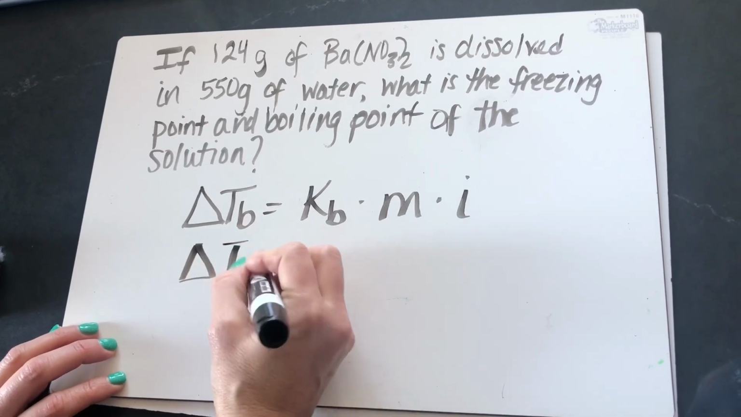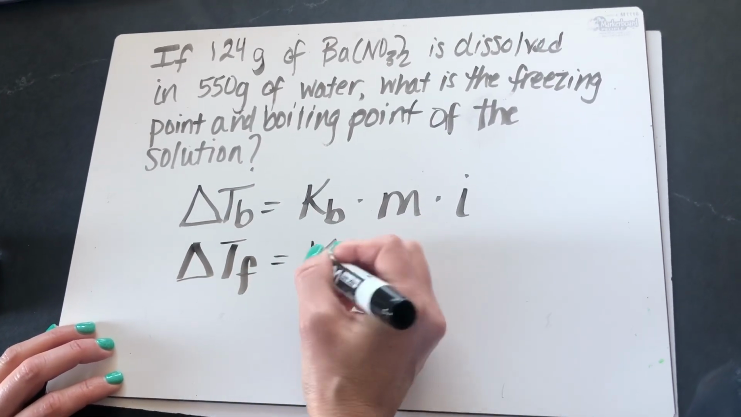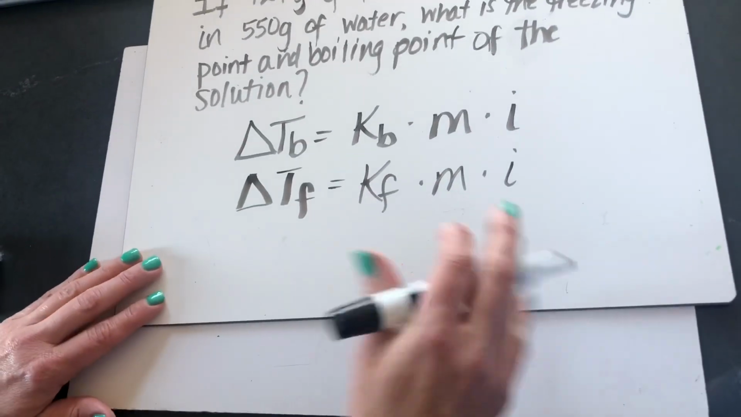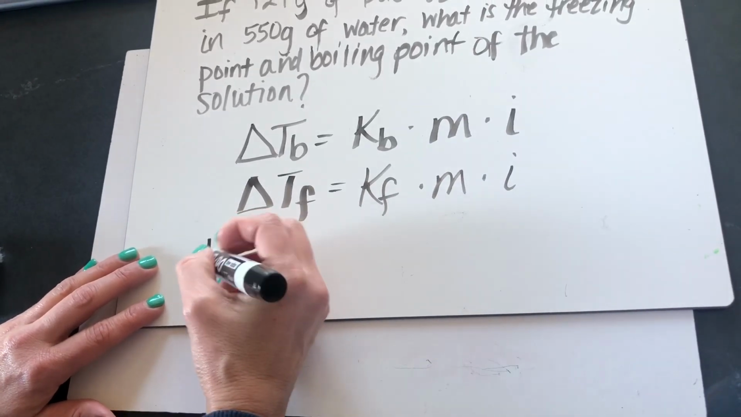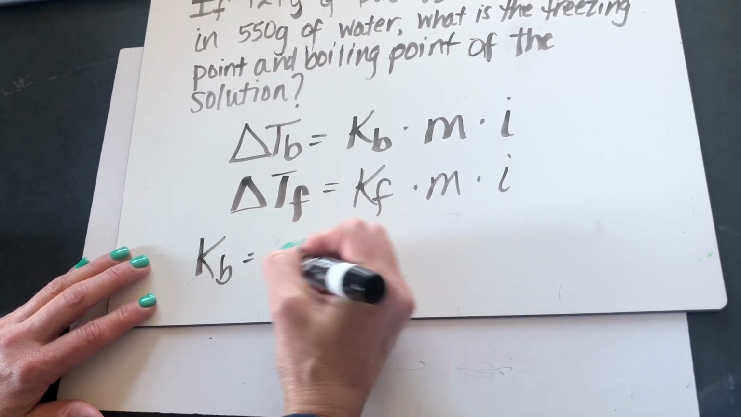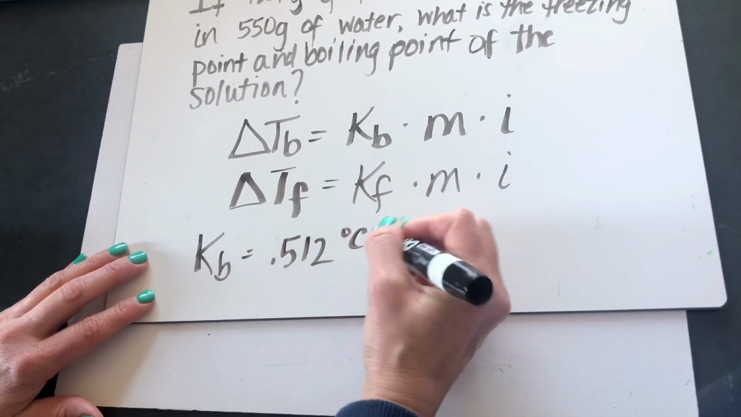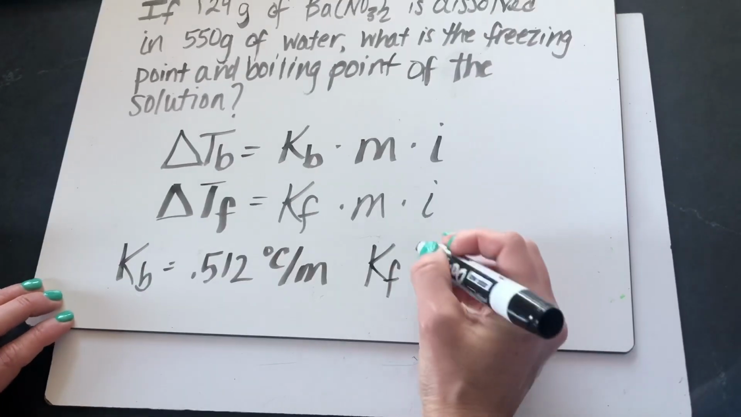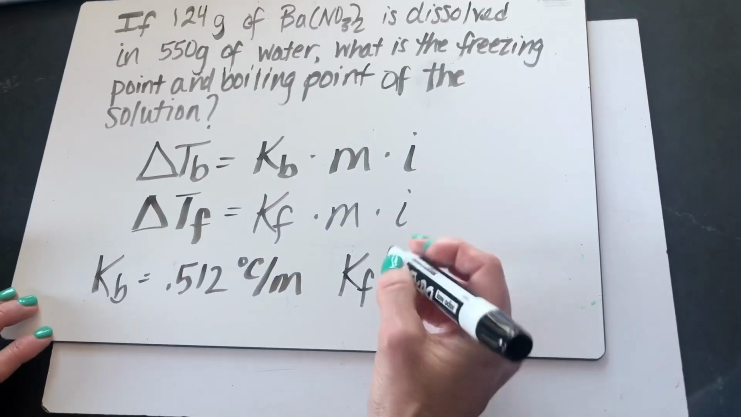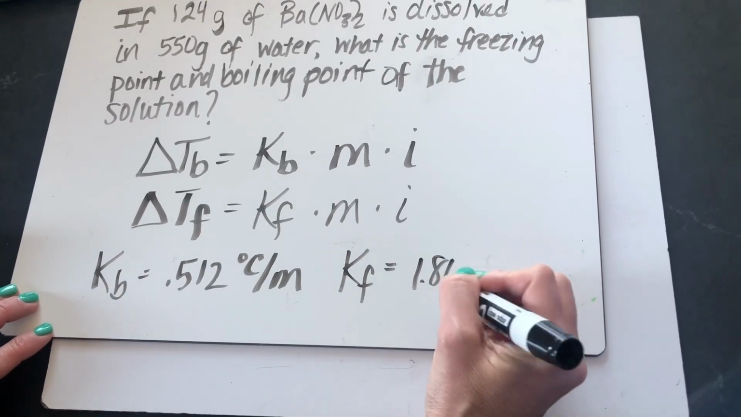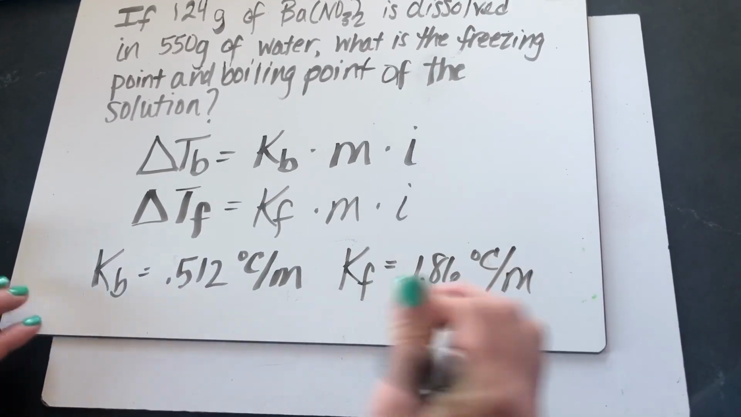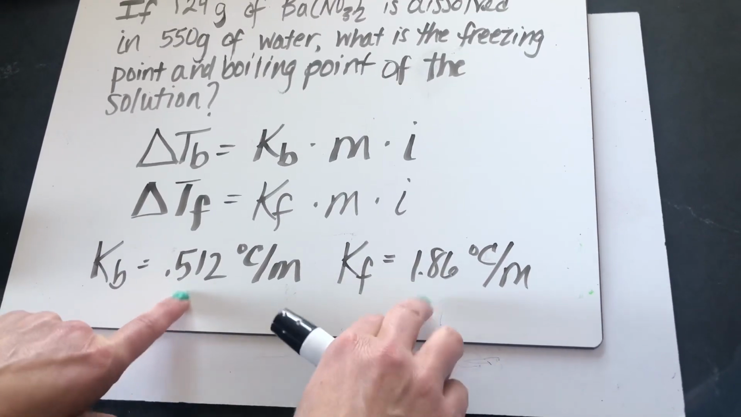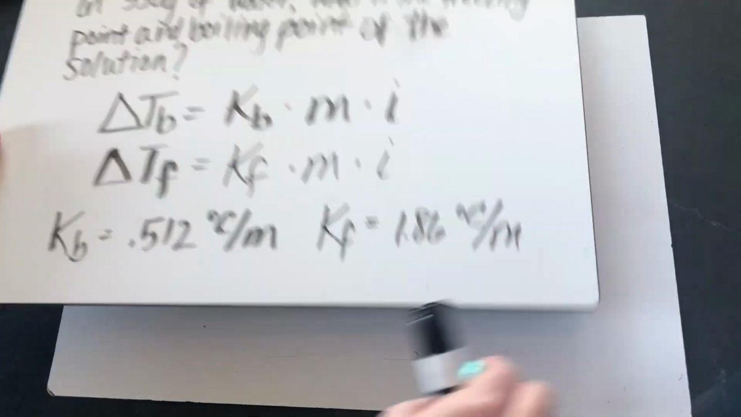Change in freezing is the same equation, except you're going to use the freezing point constant instead of the boiling point constant. For water, your boiling point constant is 0.512 degrees Celsius per molal. For your Kf value, your freezing point constant, it's 1.86 degrees Celsius per molal. Both of those constants will be given to you on a test. You don't have to memorize those, you just have to know how to use those.